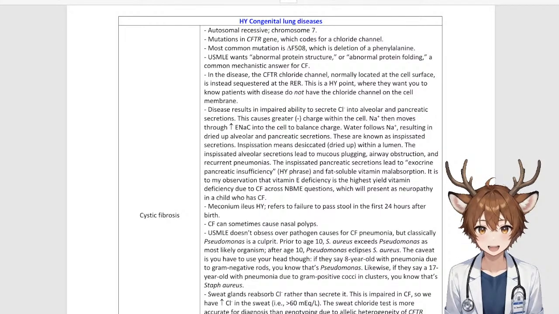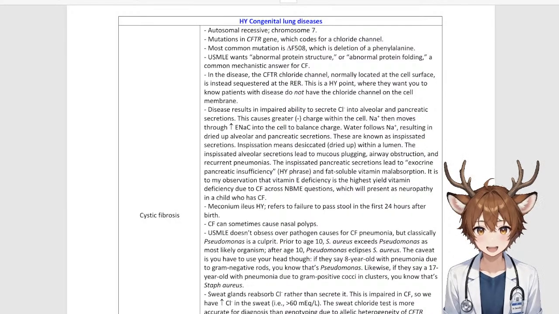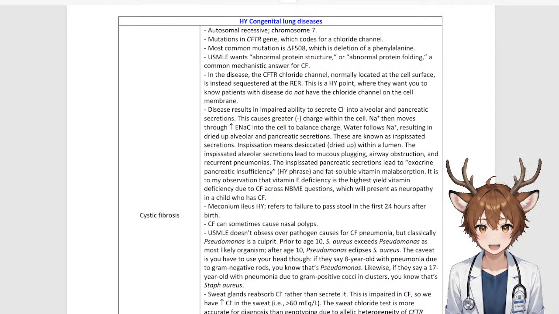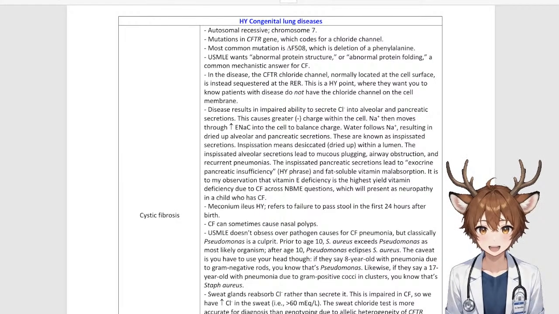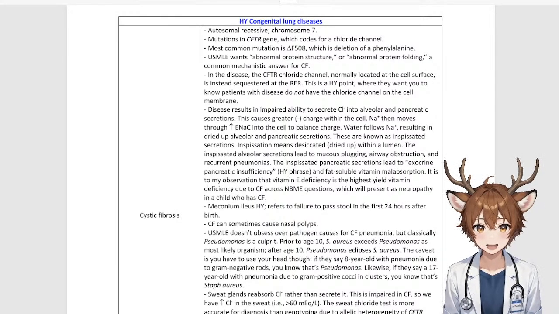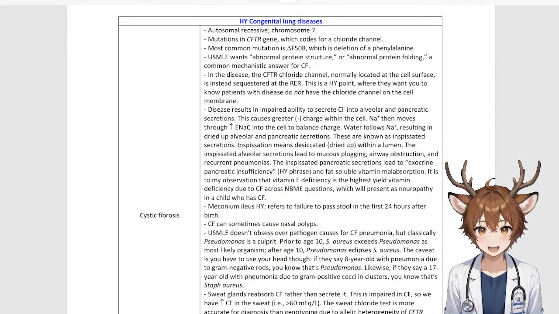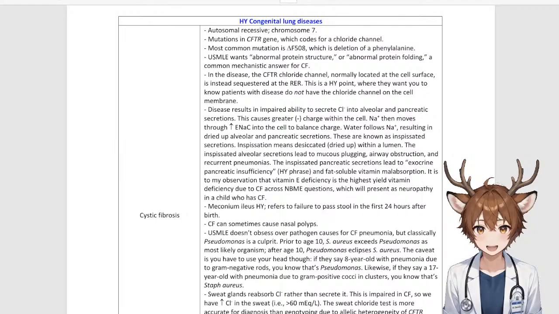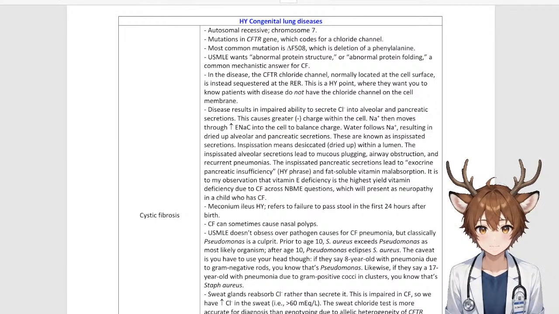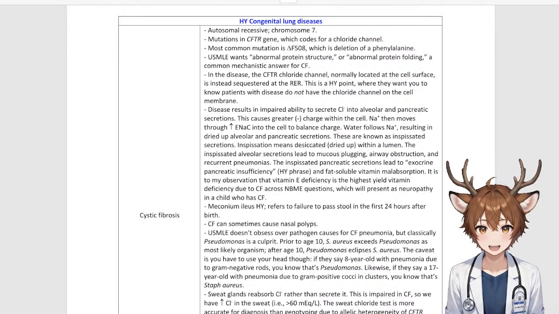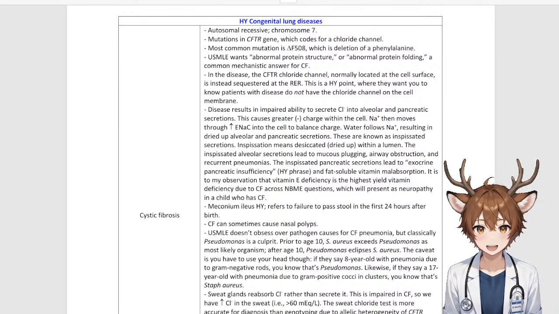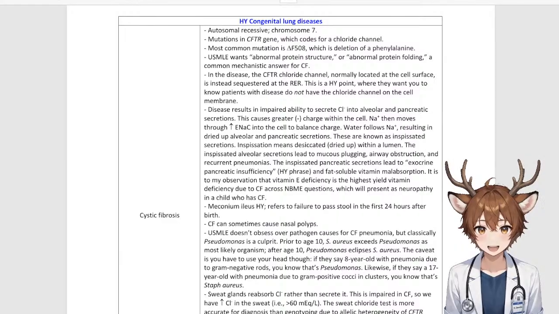High-yield congenital lung diseases, starting off with cystic fibrosis. Cystic fibrosis, or CF, is an autosomal recessive disease on chromosome 7. The mutation is in the CFTR gene, which encodes for the chloride channel. The most common mutation is the delta F508, which is a deletion of the phenylalanine. USMLE wants abnormal protein structure or abnormal protein folding, a common mechanistic answer for CF. In the disease, the CFTR chloride channel, normally located at the cell surface, is instead sequestered at the rough ER, the RER. This is a high-yield point.